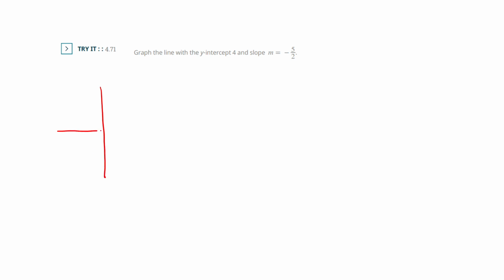Okay, they're telling us the y-intercept again. It's 1, 2, 3, 4. So I'm right here. You could do it either way. I'm going to give the negative to the top. Down 5. 1, 2, 3, 4, 5. And to the right, 2.